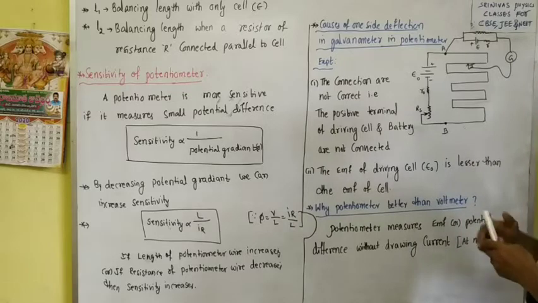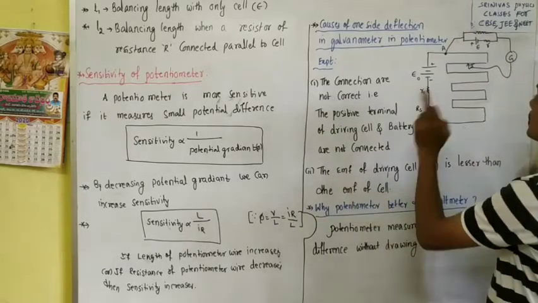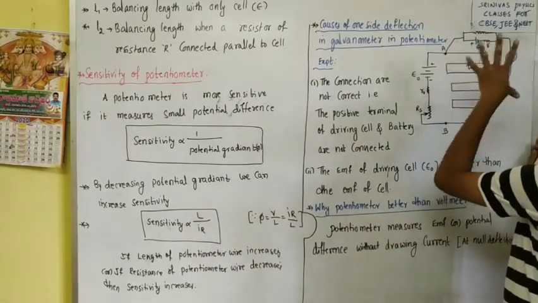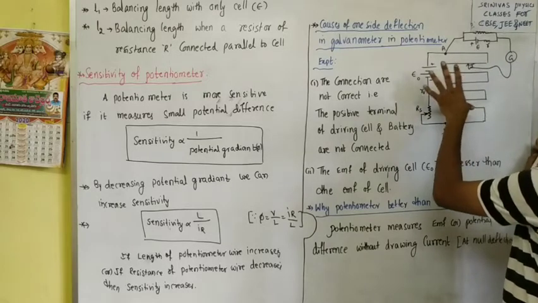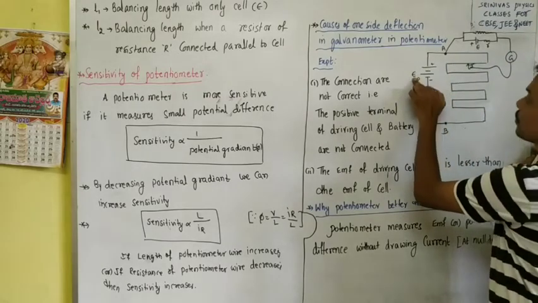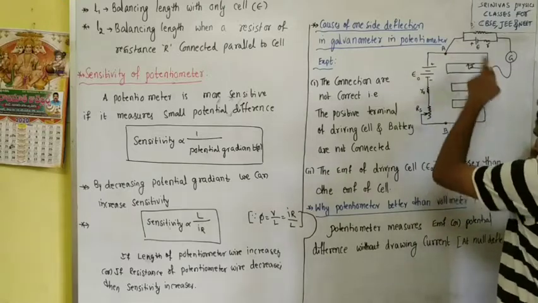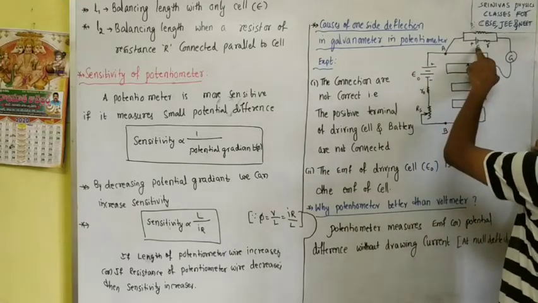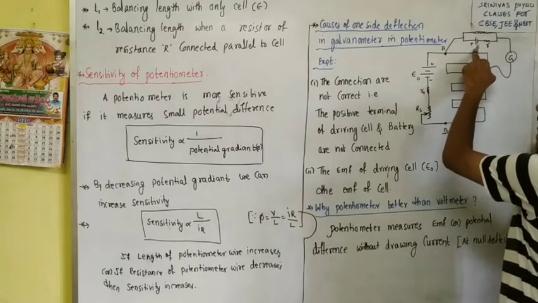And one more point is the condition to get accurate experimental values: the EMF of this driving cell, which is said to be the driving circuit, should be greater than the EMF of the cell in the secondary circuit.